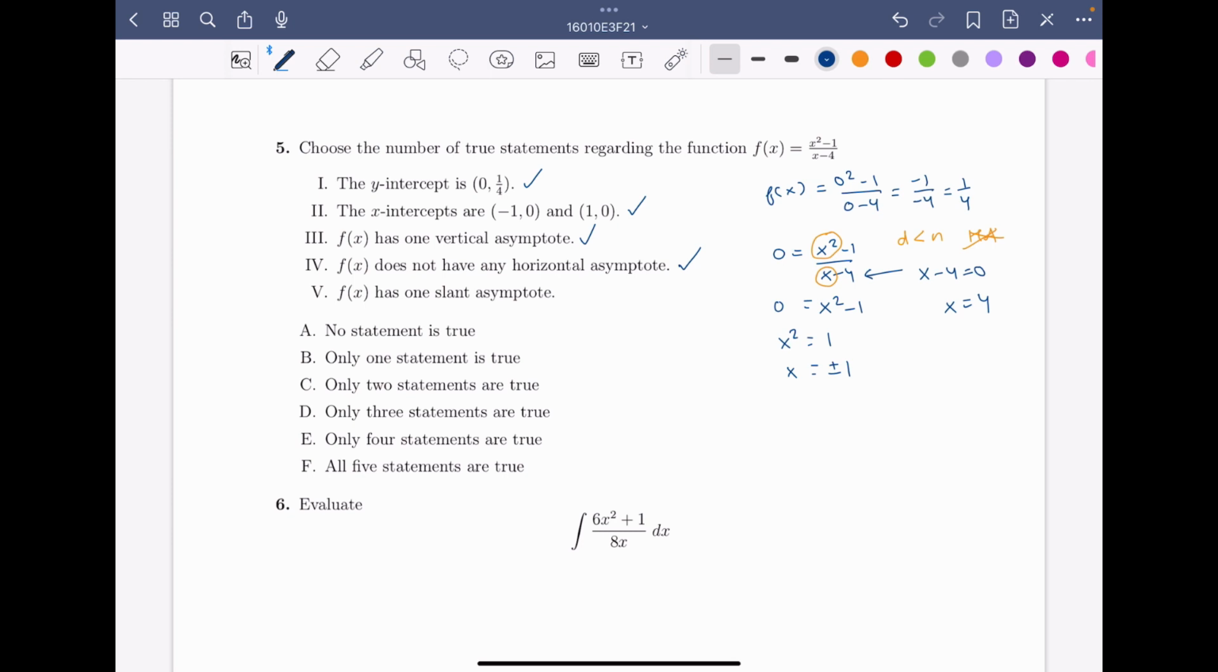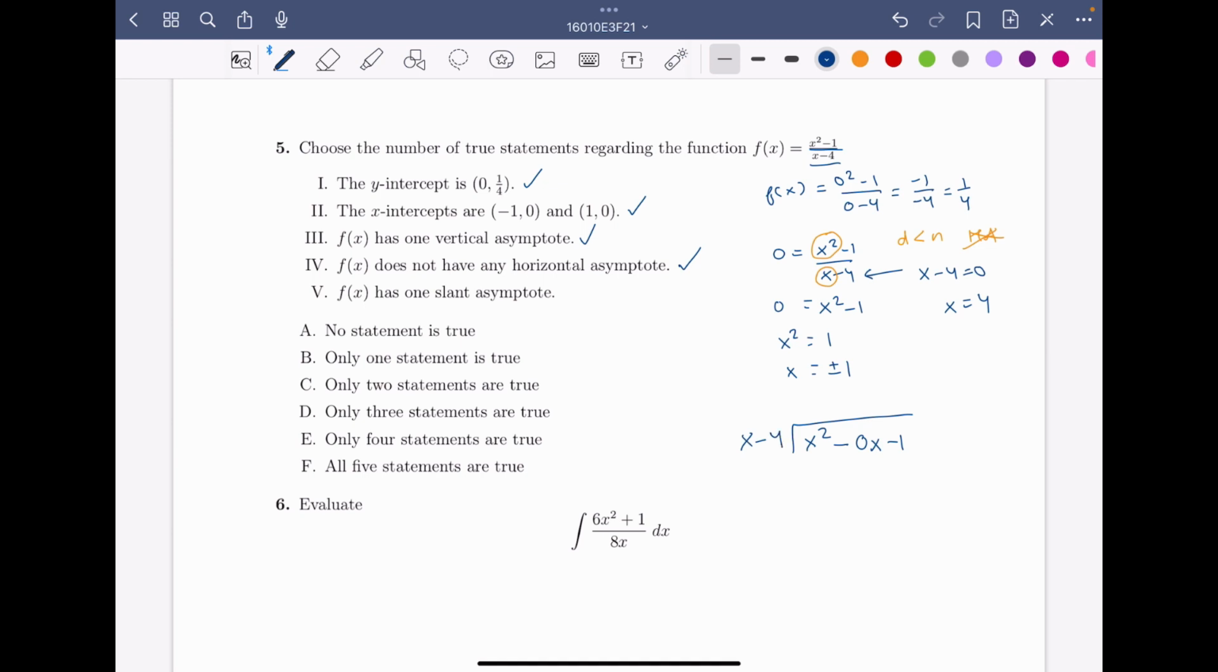Even though this doesn't ask for it, I'm going to go ahead and solve for it. We need to divide the numerator by the denominator using polynomial long division. So if we write this, we can write the numerator, x squared minus, I like to put fillers when there's no coefficients, so 0x minus 1, all divided by x minus 4.